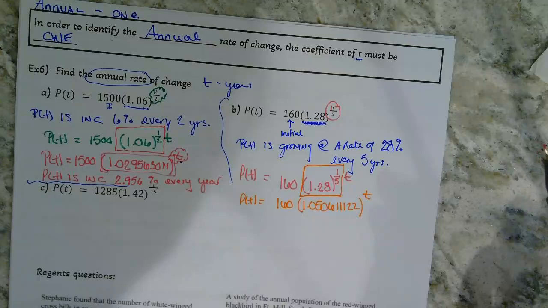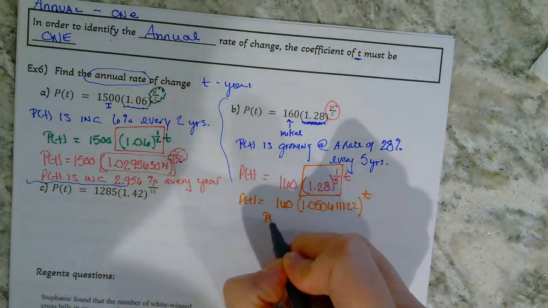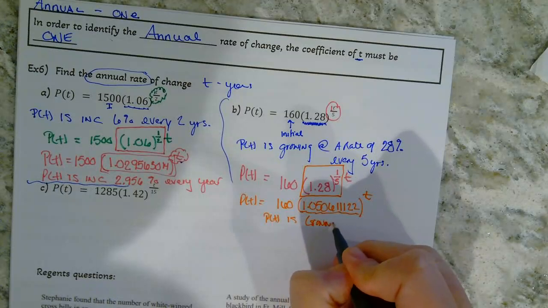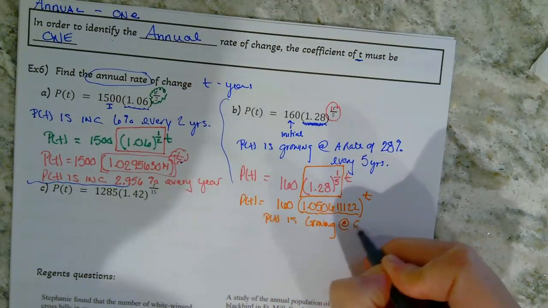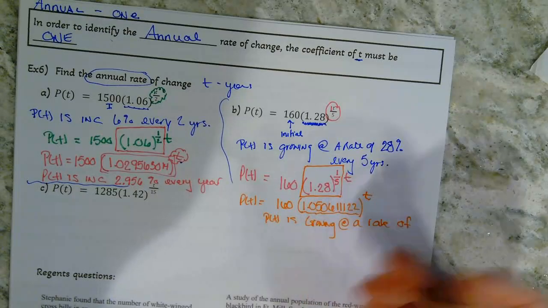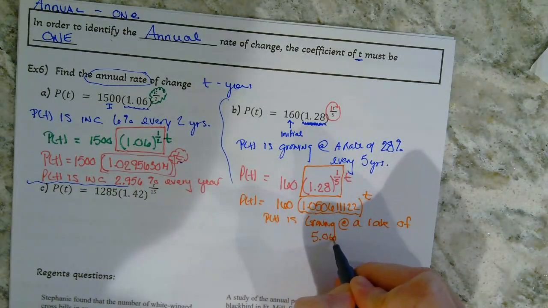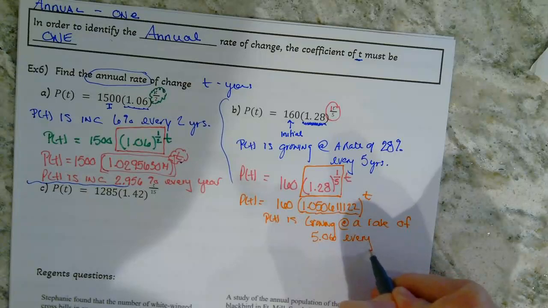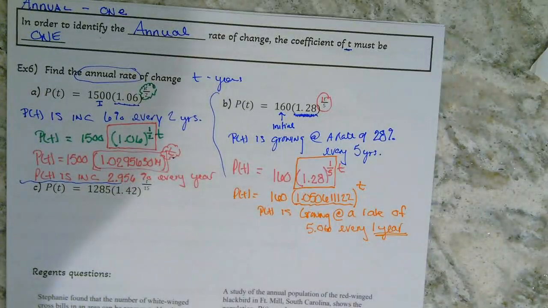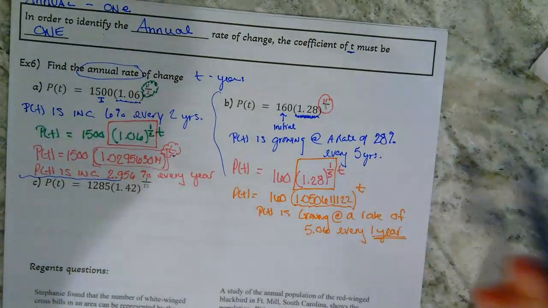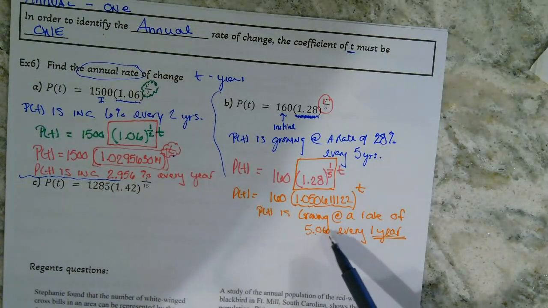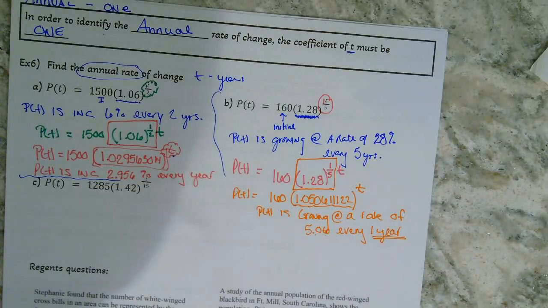So now I know that P of t is still growing, right? Still greater than 1, growing at a rate of, move that decimal 2 places to the right when it's growth, 5.06% every 1 year, or annually. Once means annual. Okay, so it grows 28% every 5 years, but every year it's only growing 5.06%. Okay.